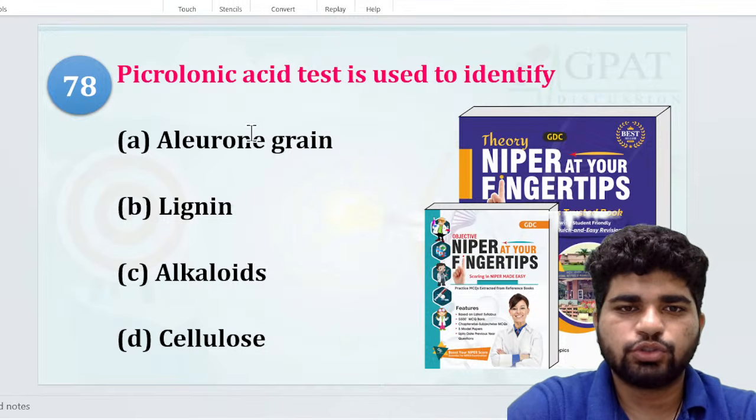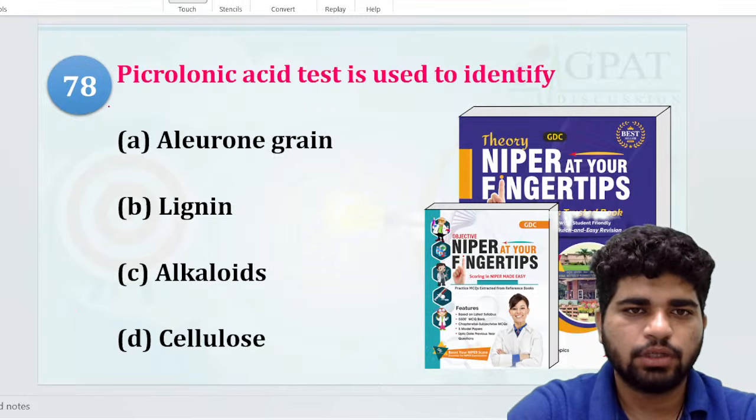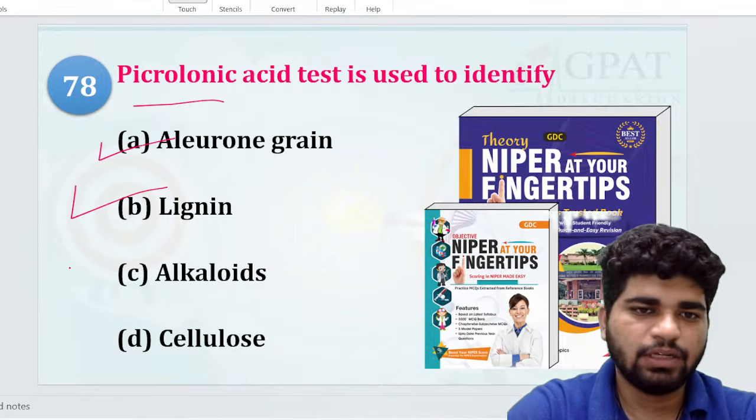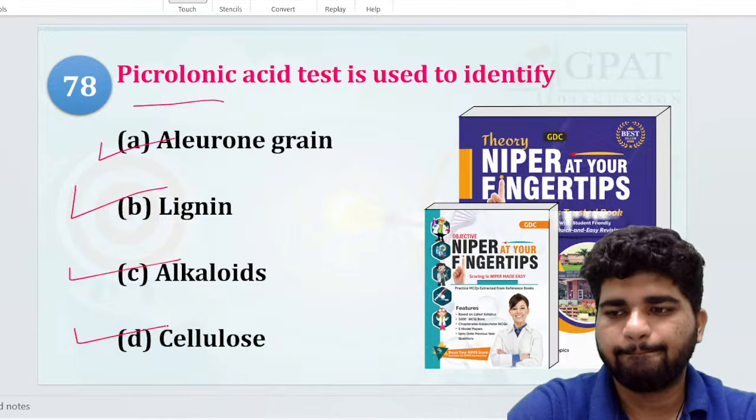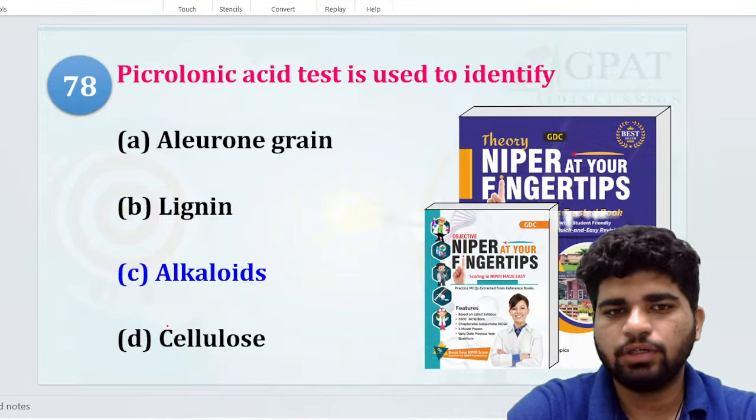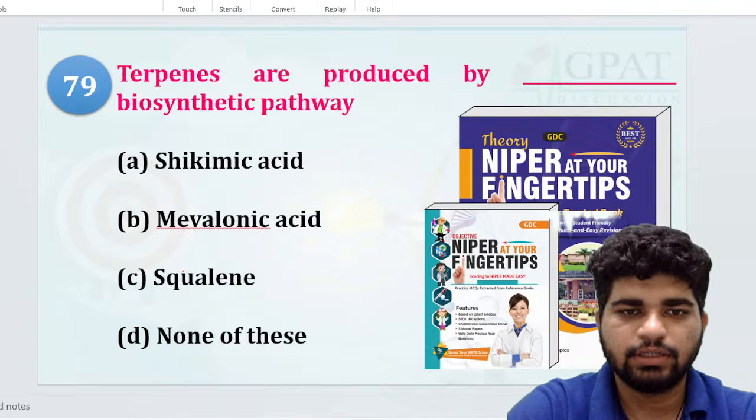Picrolonic acid test is used to identify what? Aleurone grain, lignin, alkaloids, or cellulose. What's that? Yeah, that's your alkaloids only. The picrolonic acid test is done on alkaloids, obviously, right?